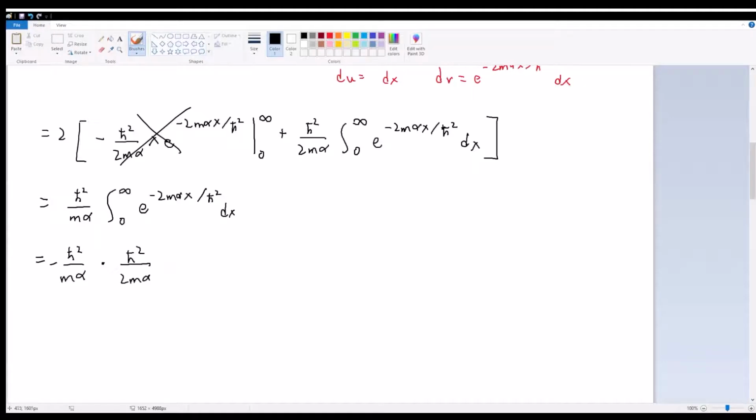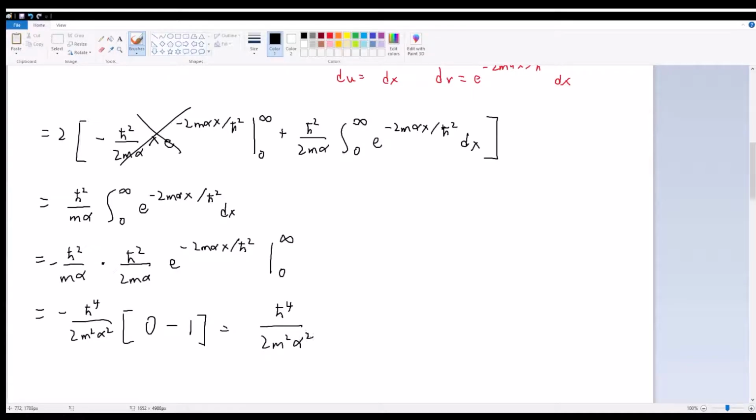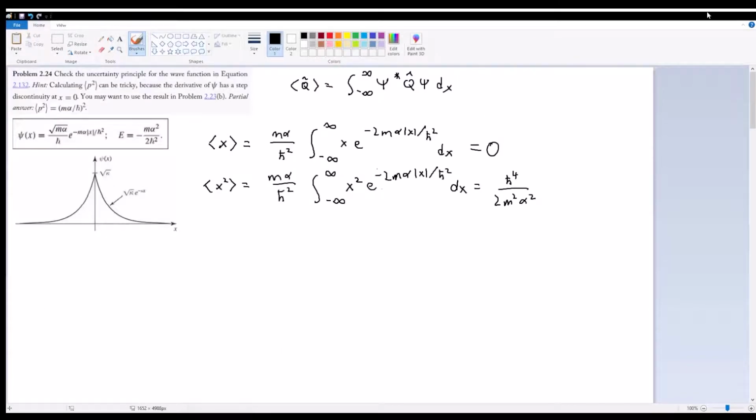And what we have now is the same exponential, e to the power of negative 2m alpha x divided by h bar squared, evaluated from 0 to infinity. This is going to give us negative h bar to the 4th over 2m squared alpha squared. And then at infinity, this is equal to 0, and then subtracted by, at e to the 0, which is just 1. So this is equal to h bar to the 4th over 2m squared alpha squared. And let me just double check that that's correct. It is indeed. Okay, so we have x and x squared.